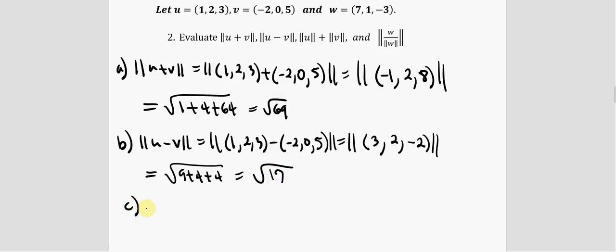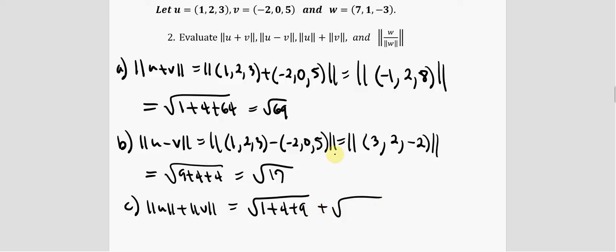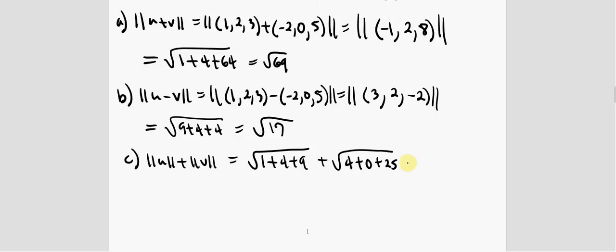Part C, find the norm of U plus the norm of V. Well, the norm of U, we take U to be that, so this is the square root of 1 plus 4 plus 9, plus the norm of V. It's the square root of negative 2 squared, that's 4, plus 0 squared, we get 0, plus 5 squared, we get 25. And that gives us the square root of 14 plus the square root of 29. And that's it.